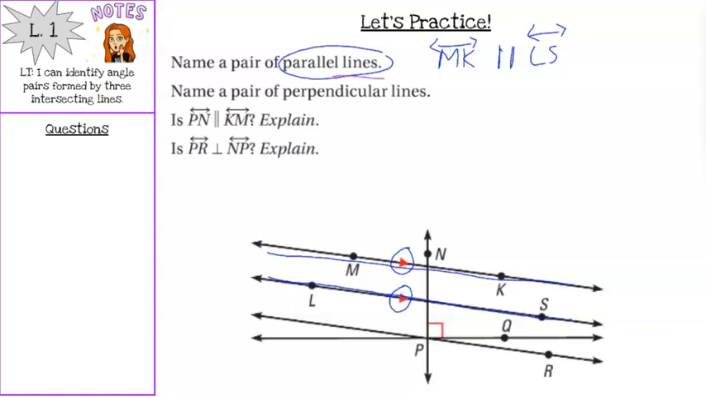Name a pair of perpendicular lines. Perpendicular lines are marked by this right angle marking, that little square in the corner. So it touches line NP and line PQ. So we can say that line NP is perpendicular to line PQ. Our perpendicular symbol is an upside down T. I would like you to answer these two questions in Edpuzzle, and then we will talk about them.